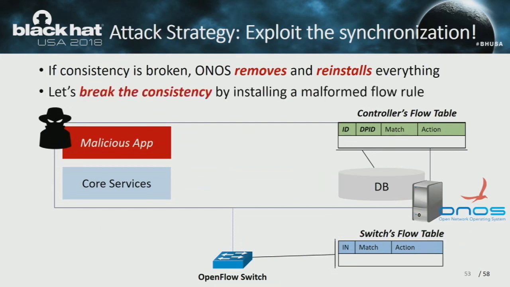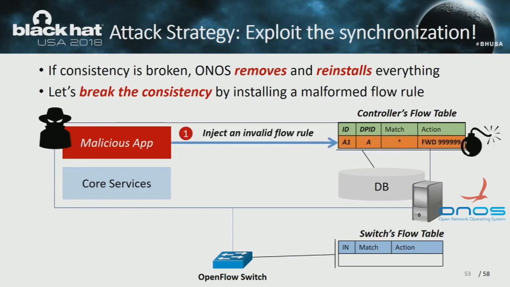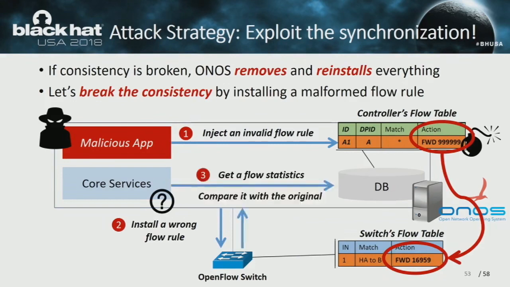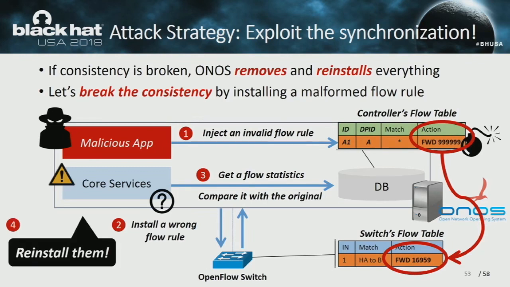So we can break the consistency by installing a malformed flow rule with an invalid value. Here, the malicious application again installs an invalid flow rule to the controller's flow table, and the flow rule has a big integer value that can be overflowed. Now the controller builds the flow rule and sends it to the switch, but here the injected integer value is overflowed, so it is converted into a different one. And now whenever the controller collects flow statistics from the switch, it compares the rules with the original one again, but obviously, since they are totally different, ONOS decides to remove all previously placed rules.